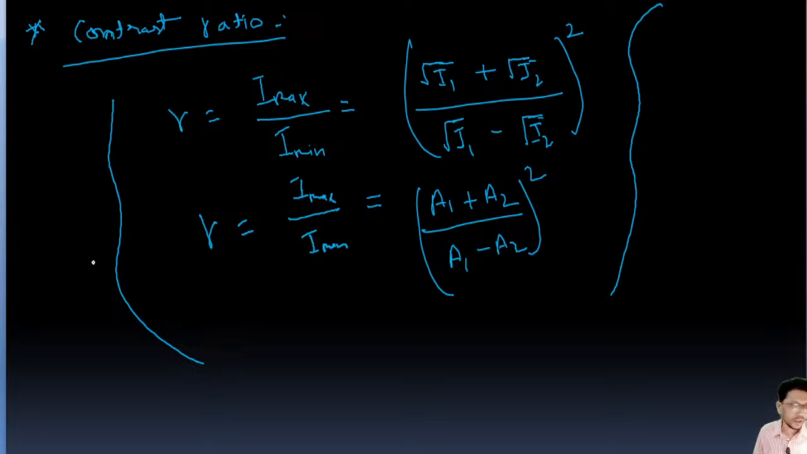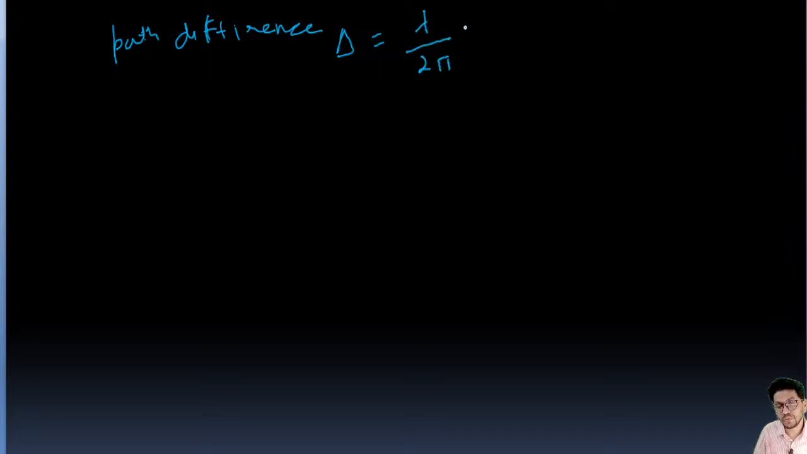Now we'll find the path difference. Path difference delta is going to be 2 pi by lambda, or sorry, my apology, lambda upon 2 pi into the phase difference phi. So this is one.